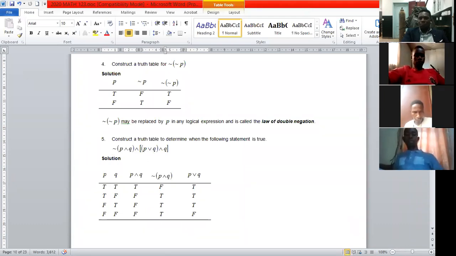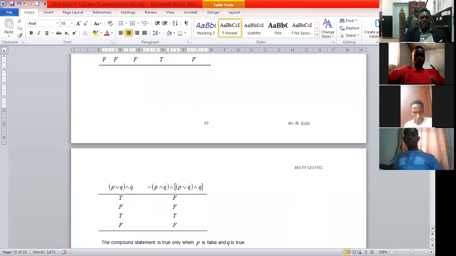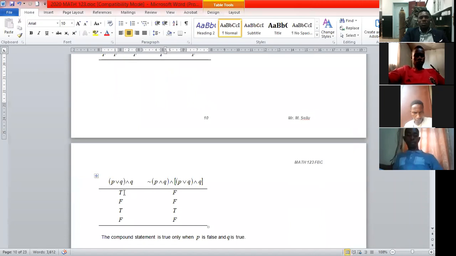Look at P or Q. You have P or Q there. And fitting with Q, you have this one. When you bring both of them together, I expect you to do that on your own, and then you can see exactly what will happen. That is, you can construct the truth table.